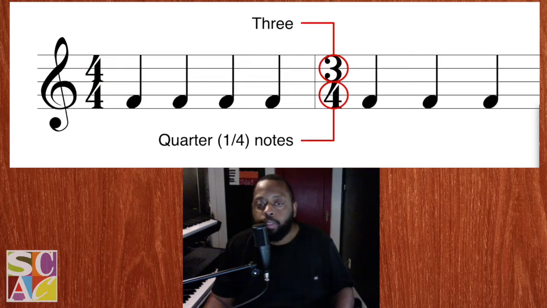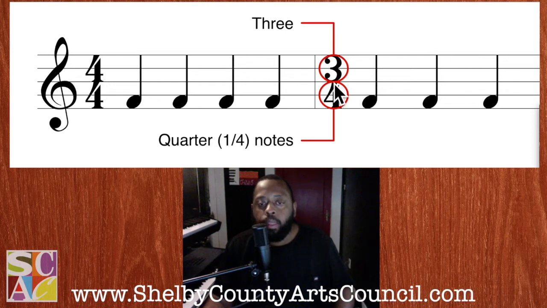Now let's move to the second example. As you can see, the top number has changed. Now there are only 3 beats that are allowed in this measure to complete it. The bottom number still stays the same. The quarter note is going to get the beat. So if we were to count this, it would be 1, 2, 3, 1, 2, 3. So this is called 4/4 time or common time, and this is called 3/4 time.